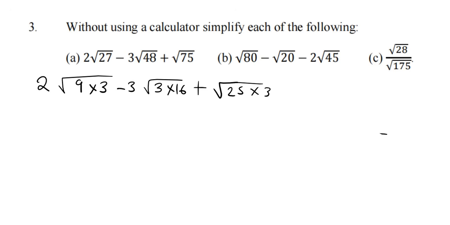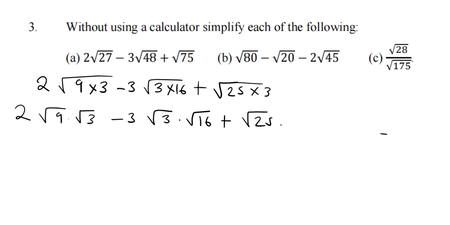Now you can just separate these ones. We're going to have 2, the square root of 9 multiplied by the square root of 3, minus 3, the square root of 3 multiplied by the square root of 16, plus the square root of 25 multiplied by the square root of 3. Then you just solve. Here we're going to have 2, the square root of 9, that is a 3.